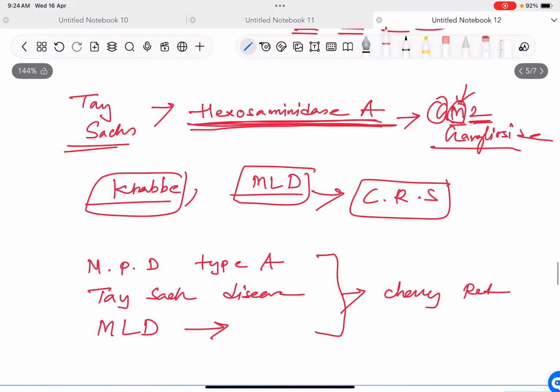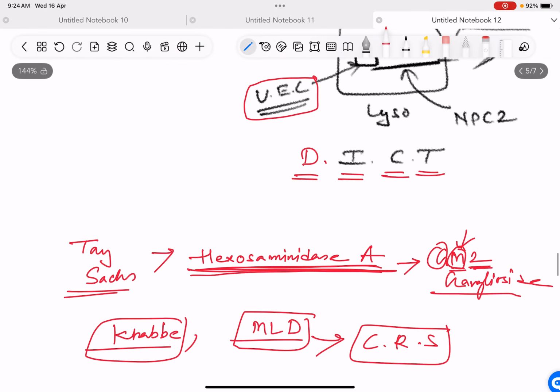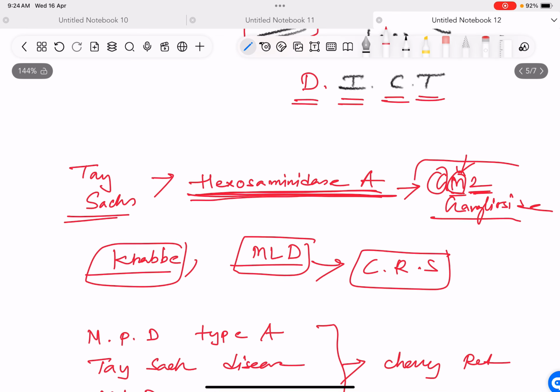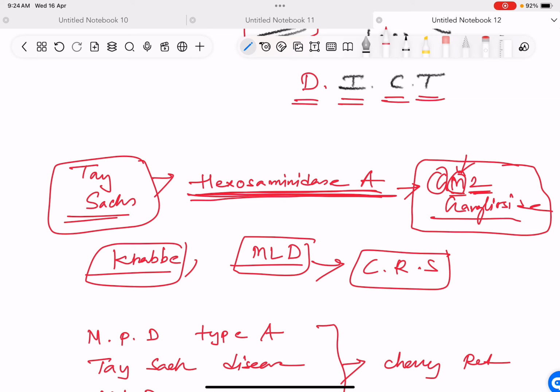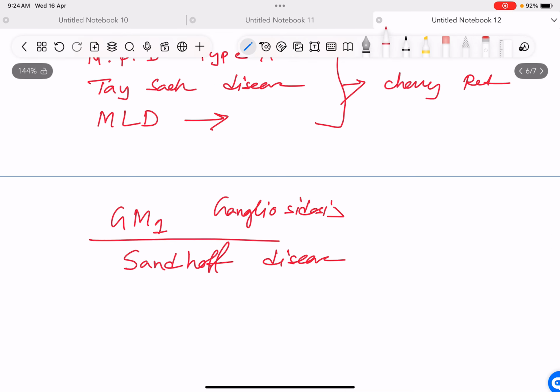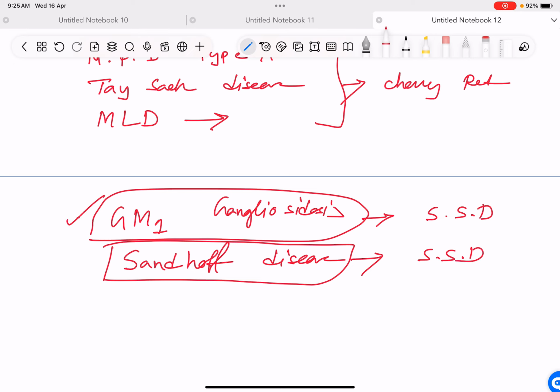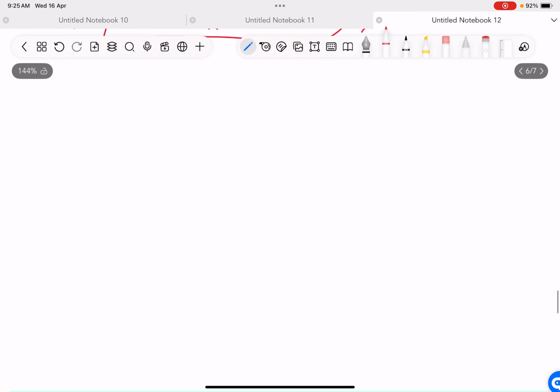Like you have GM2 gangliosidosis. You can say Tay-Sachs disease, because in Tay-Sachs disease there is accumulation of the GM2 ganglioside. So Tay-Sachs disease can sometimes be called GM2 gangliosidosis. But GM1 gangliosidosis doesn't have any such name, so it is just called GM1 gangliosidosis. So GM1 gangliosidosis and Sandhoff disease, these 2 are also sphingolipid storage disorders. In these 2 conditions also you will find cherry red spot.